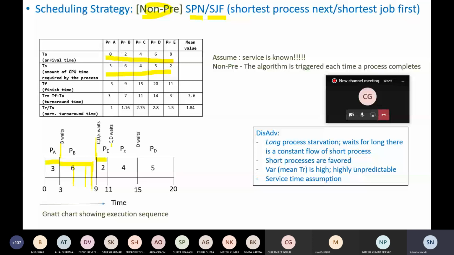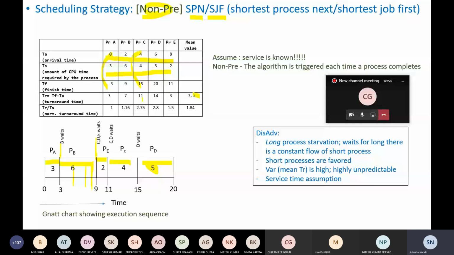Out of C and D, C is 4, so it will be scheduled, and then D. So it is trivial to write the Gantt chart, and we show the finish time here. We show the process names, the service times are shown inside, and the length of each is proportional to the service time. These are the turnaround times, which are the subtraction of finish and arrival times. The mean turnaround time is 7.6. Earlier how much was it? 8.6. Now it is 7.6.